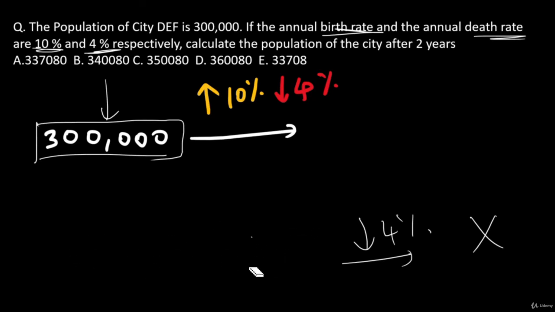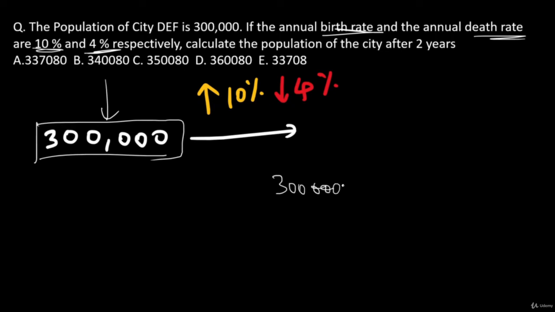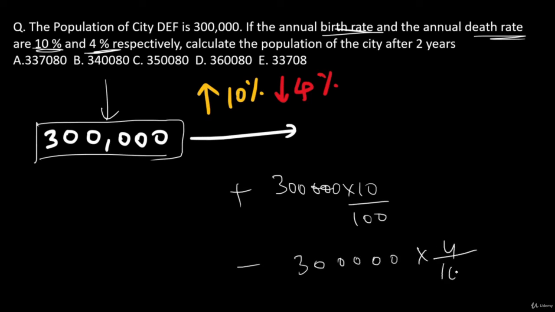Now you could do it that way, right? That means you can do it like this. Let me write it over here. You could do 300,000 into 10 by 100. So that's plus because that's an increase. And then you can do minus 300,000 into 4 by 100 because that's the death rate, right? So you can do it like this, but actually you don't need to, right?